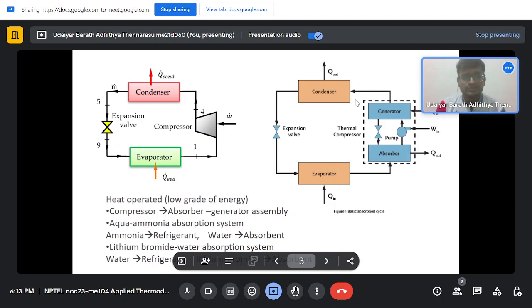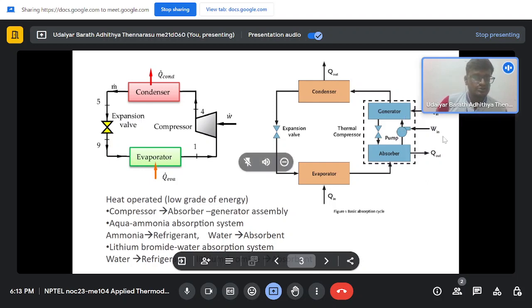So what you do is you can make use of this heat to run a refrigerator. So the idea is, if you run an engine, this heat will give you some work. Instead, that work is used to run the compressor. So the schematic is kind of that, and what you do is you change the compressor into a system with a generator, expansion valve, absorber, and a pump. So these four components replace a compressor.